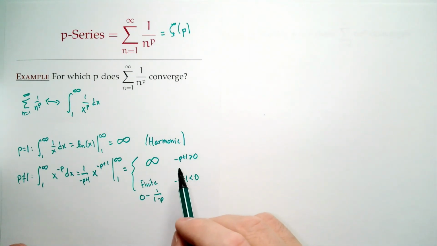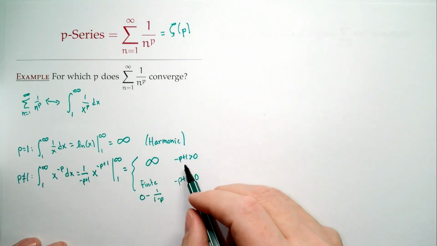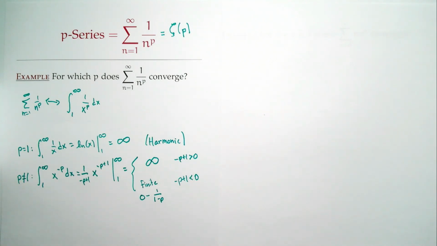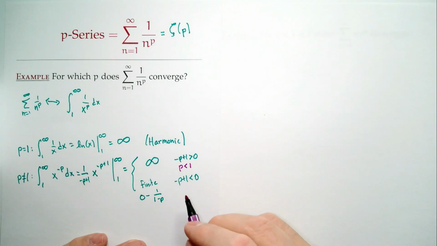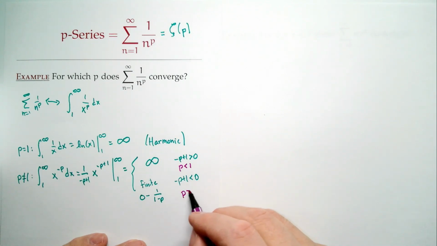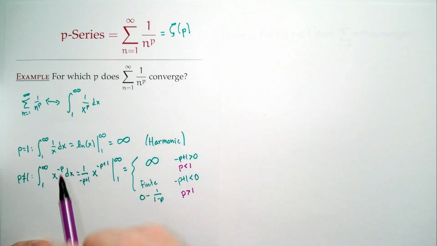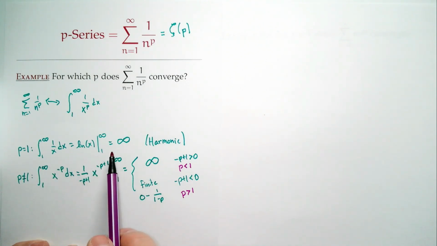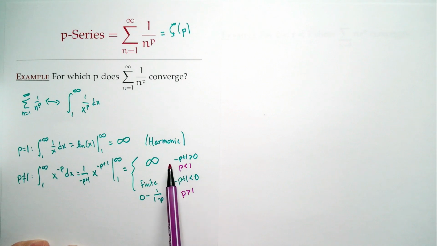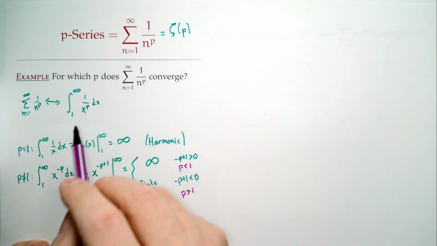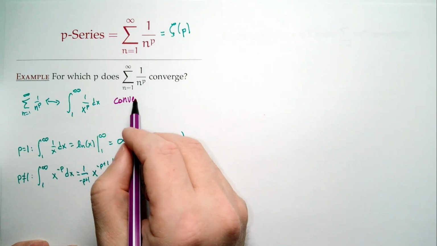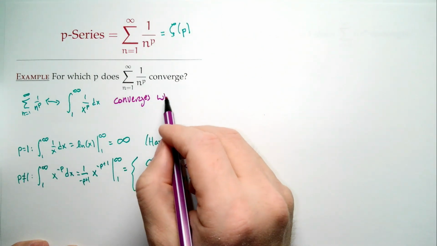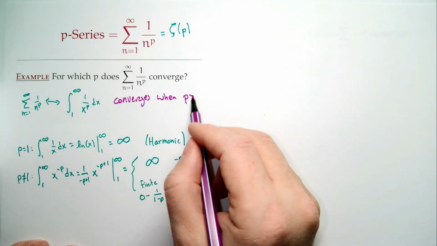So, let's rearrange this. Here, instead of minus p plus 1 is greater than 0, I could say, well, if p is less than 1, because that's what that would say. And here, this would say if p is greater than 1. So, putting this together, p equals 1 diverges. p less than 1 diverges. p greater than 1 converges. So the integral converges when p is greater than 1.